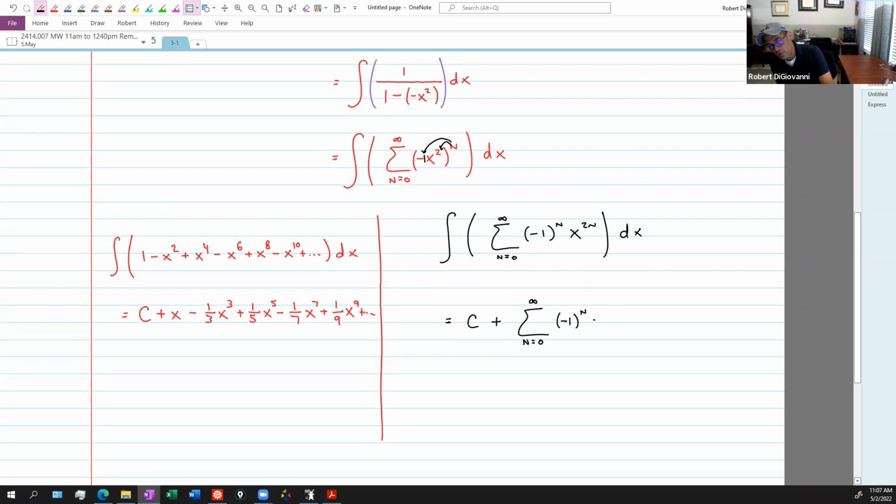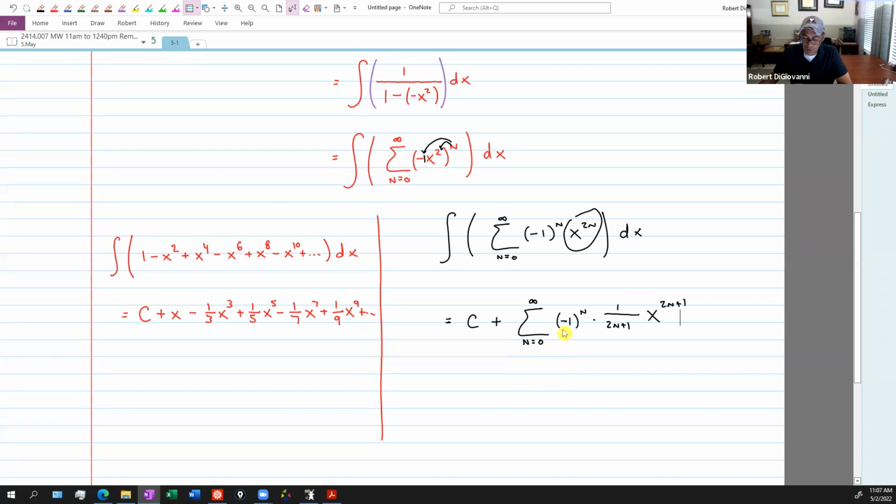But now I need the power rule on this piece. So I'm going to go 1 over 2n plus 1 x to the 2n plus 1. So I'm adding 1 to the power, but then I'm also having to divide through by 2n plus 1 to kill off the power when I take the derivative. And that should be it. This should be it right here. And we can check it.